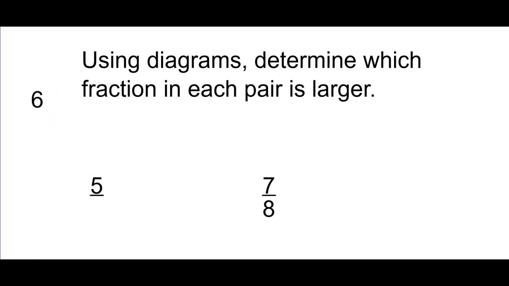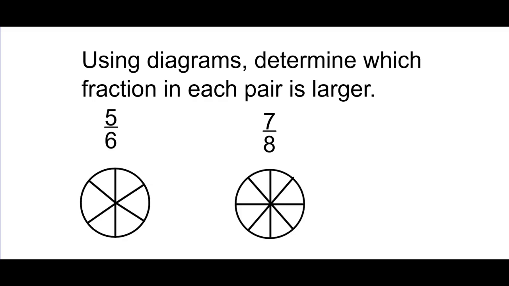So if you pause the video, all you should be able to do is just draw those two diagrams and look those over. I've got a circle divided into pretty close to 6 parts there, and another one divided into 8s. I've got 5/6, so it's going to be 5 of them. And then I've got 7/8.